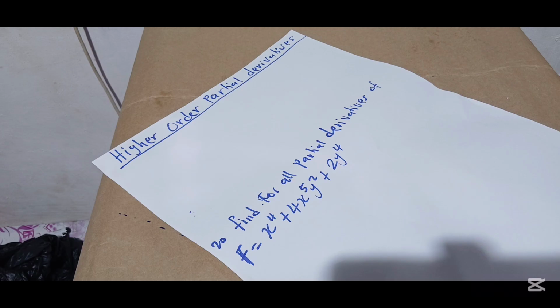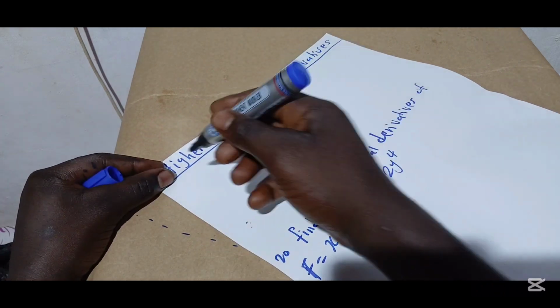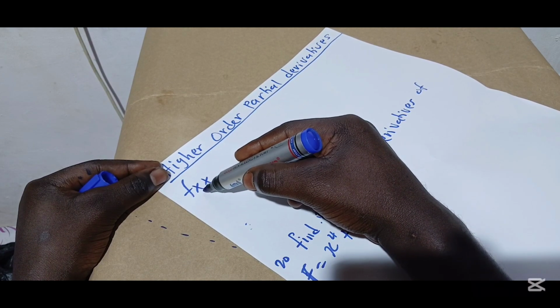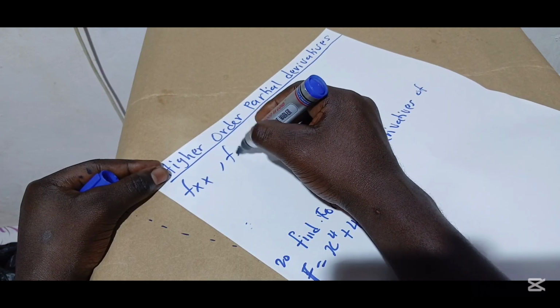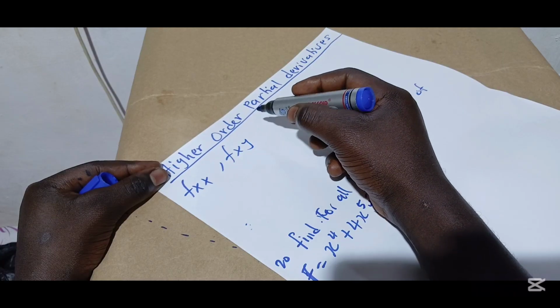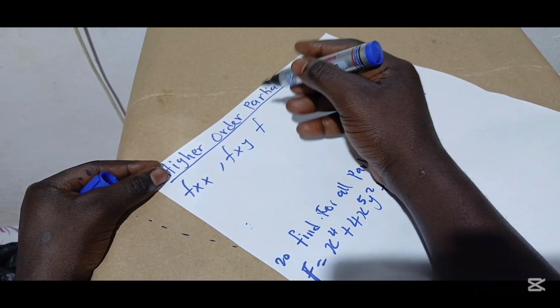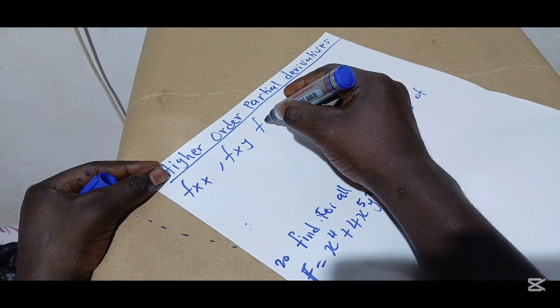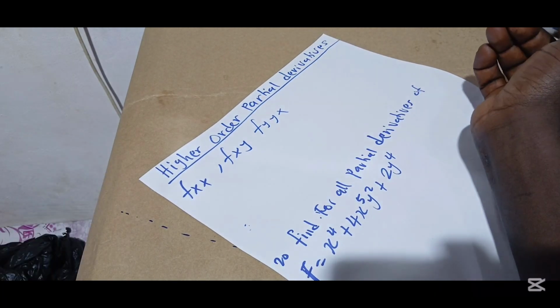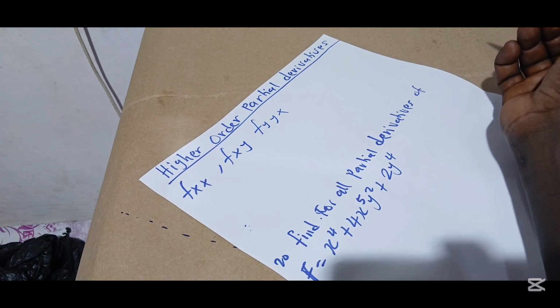Higher order partial derivatives. In some cases, we can be asked to find the partial derivative with respect to a term twice, right? Let's say we can be asked to find a partial derivative with respect to x and x. We should find the partial derivative with respect to x twice. Or f of x, y means we should find the partial derivative with respect to x followed by y. It goes on and on and on. y, x. It goes on.